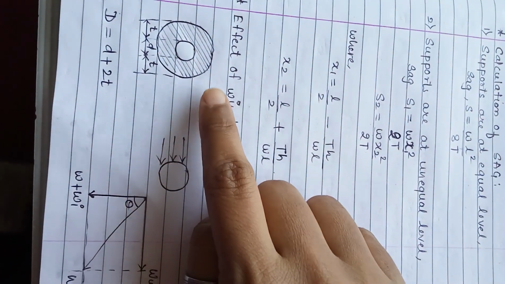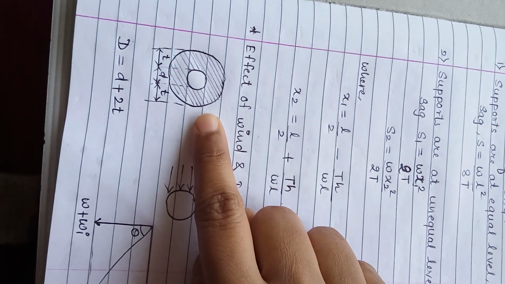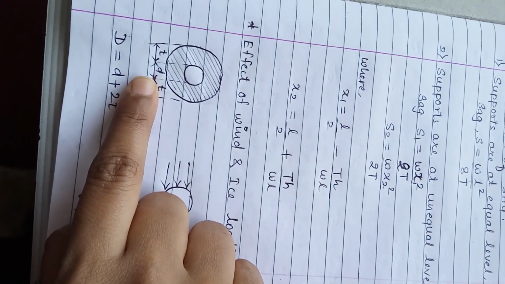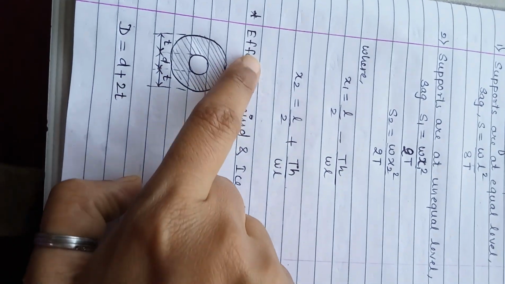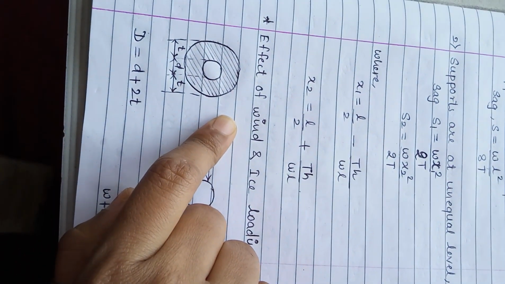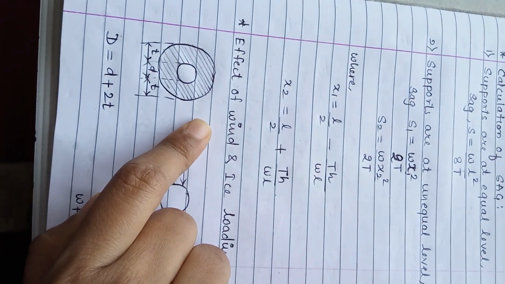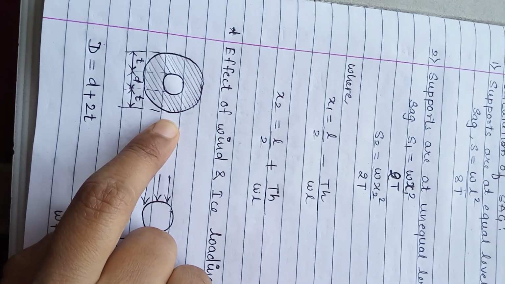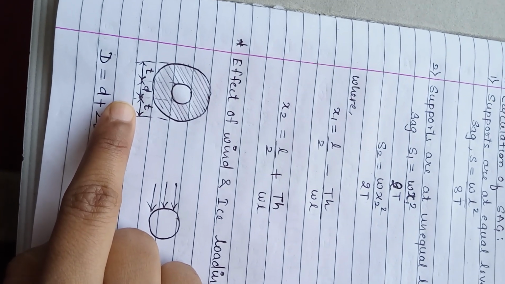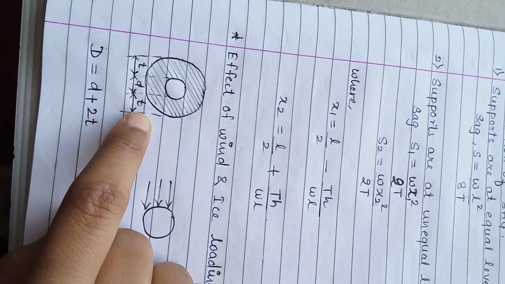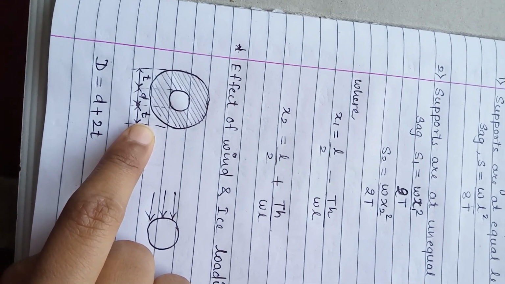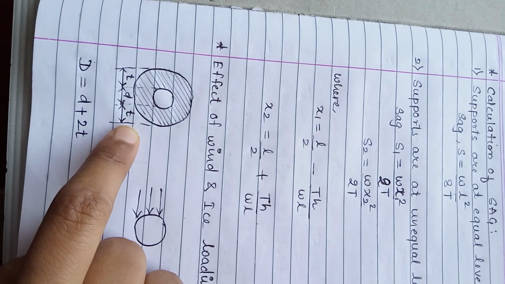So let us consider this as the cross section of the conductor, where d is the actual diameter of the conductor and the shaded region is the deposition of the ice around the conductor, right? Let us consider that small d is the diameter of the actual conductor and t is the thickness of the layer of the ice which is deposited on the surface of the conductor.